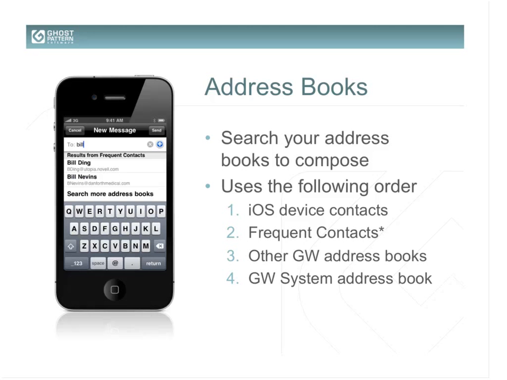It will start searching. First of all, it will start searching your local device's address book. And then if it doesn't find a match there, it will search the frequent contacts. Once it finds a match, it will stop searching and display the result. But if you want it to search the next address book, then you tap on that link to search more address books, and it will search the next address book, and in it goes.